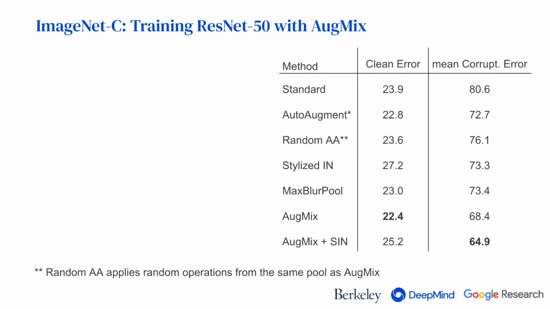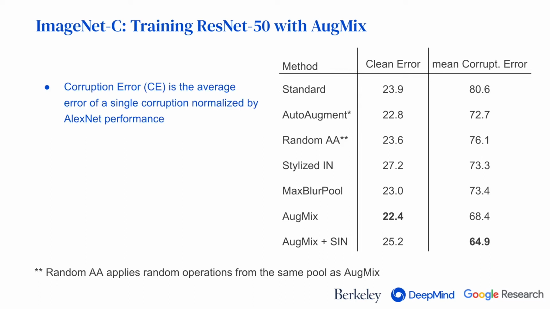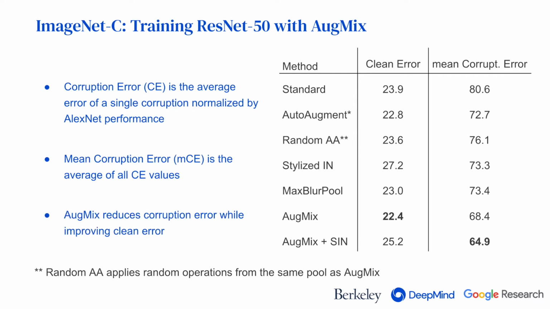We also evaluated the performance of AugMix on ImageNet-C with a ResNet 50 model. The measure of interest here is mean corruption error, which is an average of the error rate of each corruption, first normalized by AlexNet performance. We find that AugMix improves both clean accuracy and mean corruption error for ResNet 50 on ImageNet-C. Additionally, we find that AugMix can be composed with orthogonal approaches such as Stylized ImageNet for even further robustness gains.